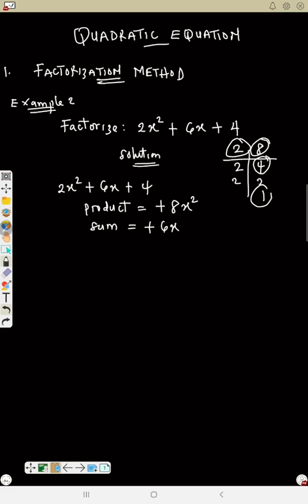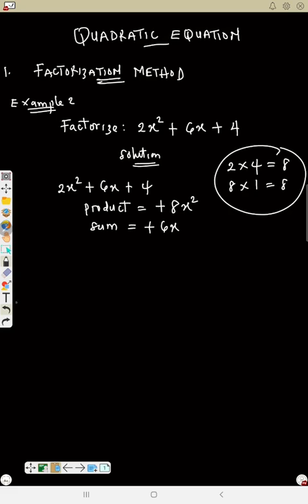8 times 1 is 8. Anyhow, you can always reverse it. So the two numbers are 2 times 4, 8. If I like, I can say 4 times 2, still the same, but use only one. 2 times 4 is equal to 8, and again 8 times 1 is equal to 8. These are the numbers that can give us 8.